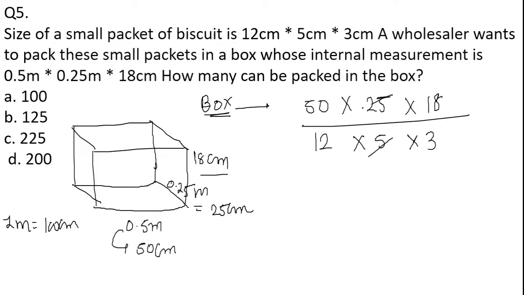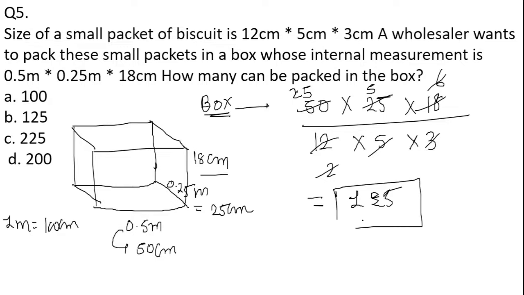5 5s are 25. Yes. 3 6s are 18. 6 2s are 12. 25. So 25 5s are 125, which is your answer to the given question. So 125 biscuit packets can be packed in this particular whole box.